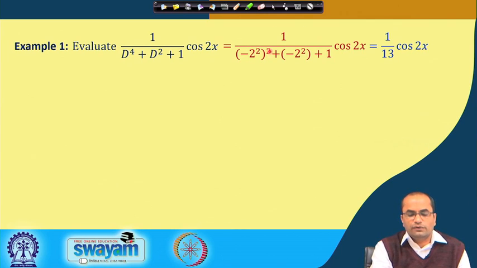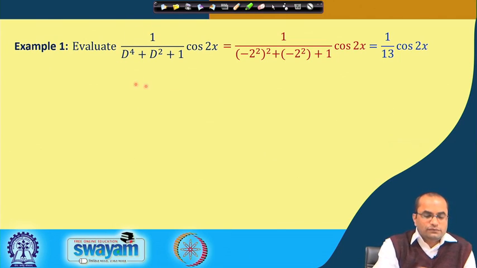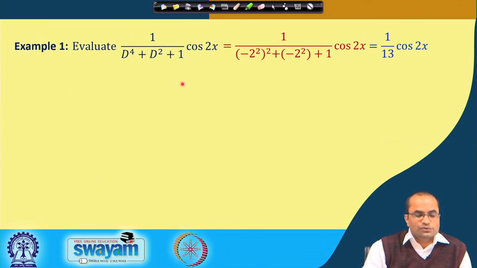So, this will be 4 and then 16, and here we will get this minus 4. So, it will be 12 and plus 1, 13. So, 1 over 13 and cos 2x will be the value of this operation on cos 2x.